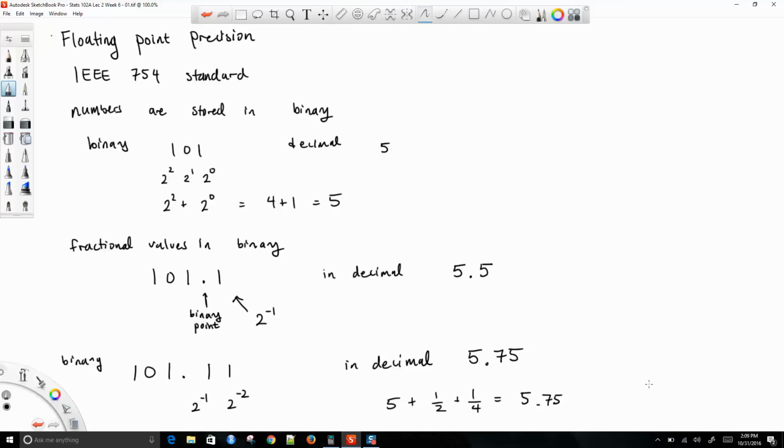Okay, and so this is what we have. We want to be able to represent numbers with fractions in binary, and we want to be able to store this in the computer, okay? And so to do this, we're going to take our number 1.0111, which we said was 5.75, and put this into scientific notation, okay? So how does scientific notation work?